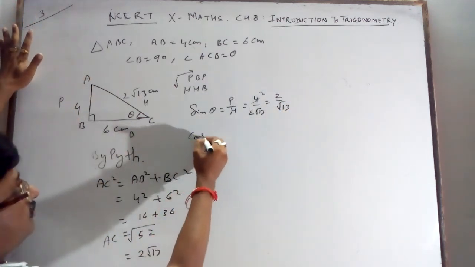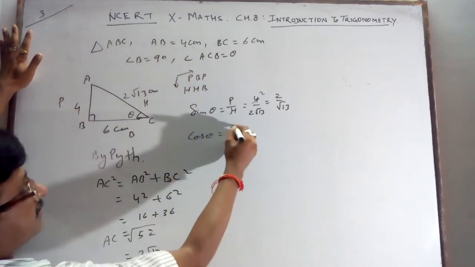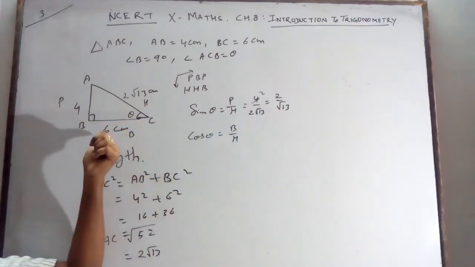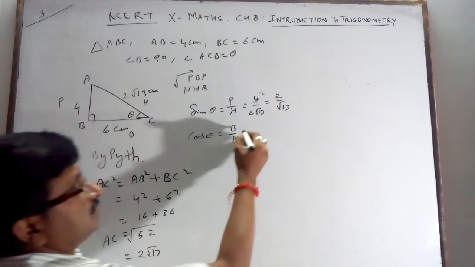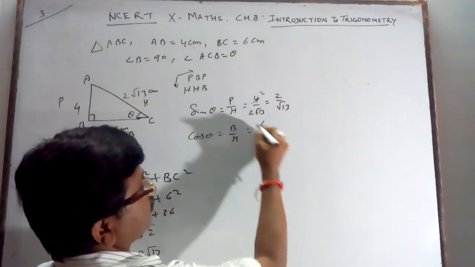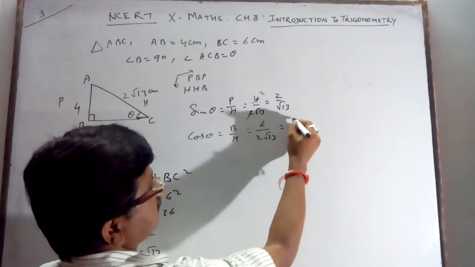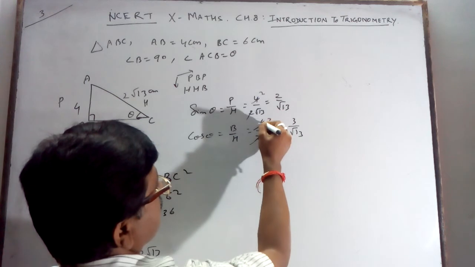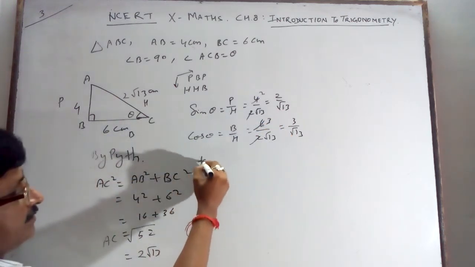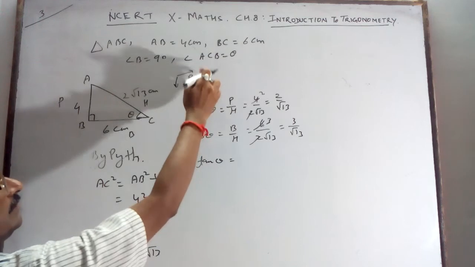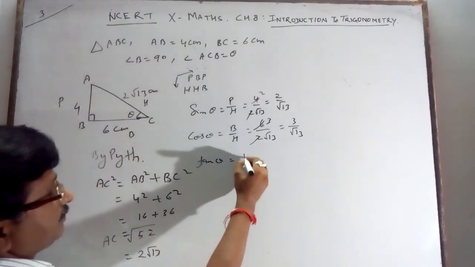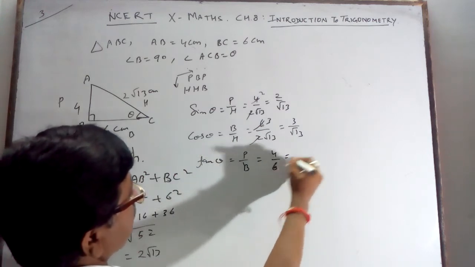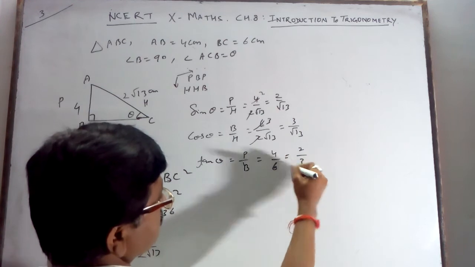Cos theta is equal to B upon H. What is the base given? Base is given 6, hypotenuse is given 2 root 13. So 6 upon 2 under root 13, you will get 3 upon root 13. It is your cos theta. Tan theta, the third ratio, is P upon B. The perpendicular is 4 upon 6, and you simplify, you will get 2 by 3.